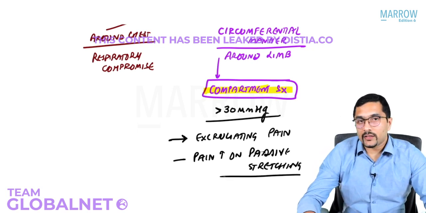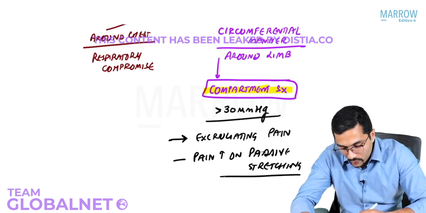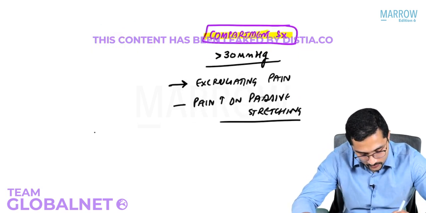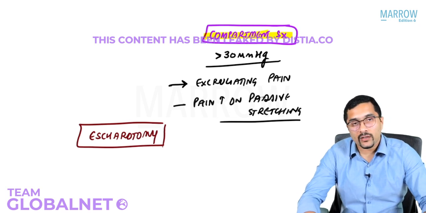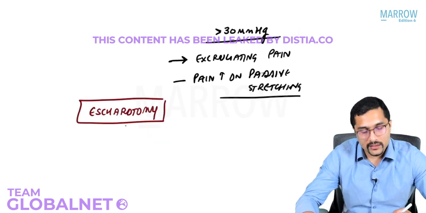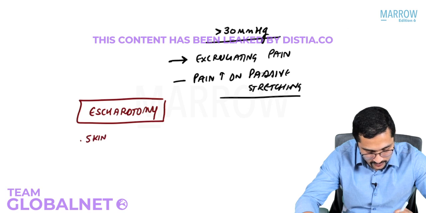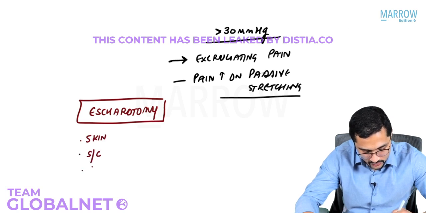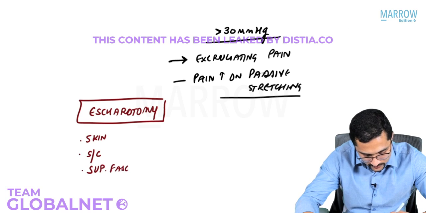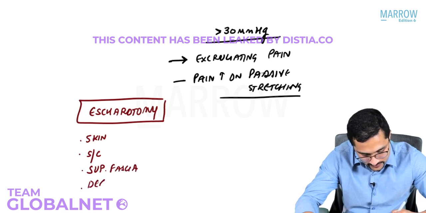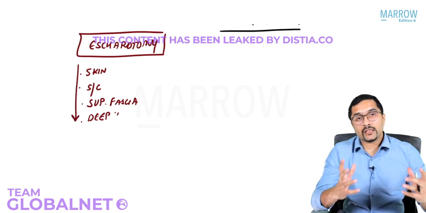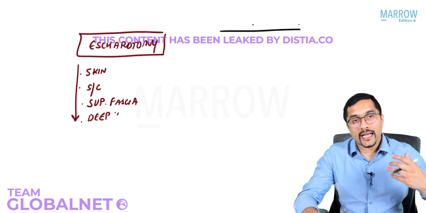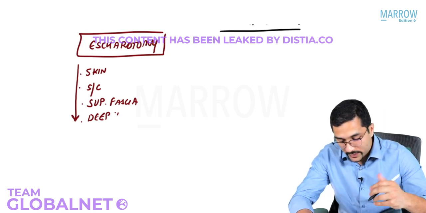So if we are anticipating compartment syndrome, then we have to cut this eschar, and that is known as an escharotomy. Escharotomy is similar to a fasciotomy. While doing this escharotomy, we cut through skin, subcutaneous tissue, superficial fascia, and we incise the deep fascia as well. So we cut right up till the deep fascia and the muscle should pop out. That is an adequate escharotomy or fasciotomy in such patients.